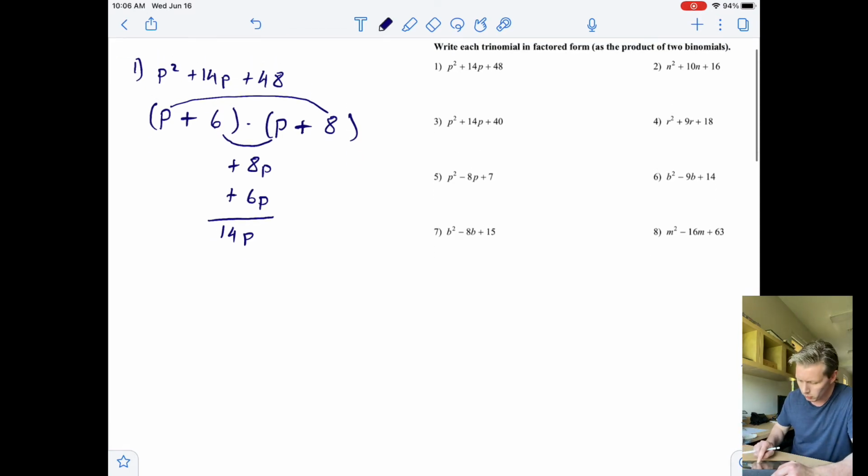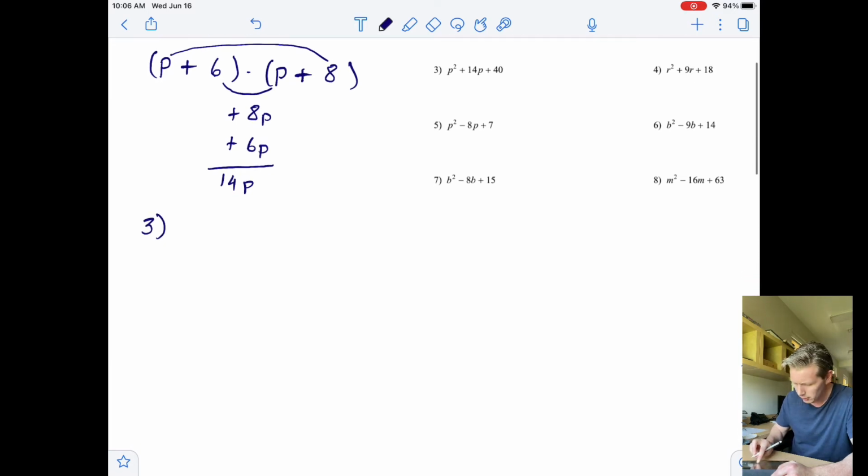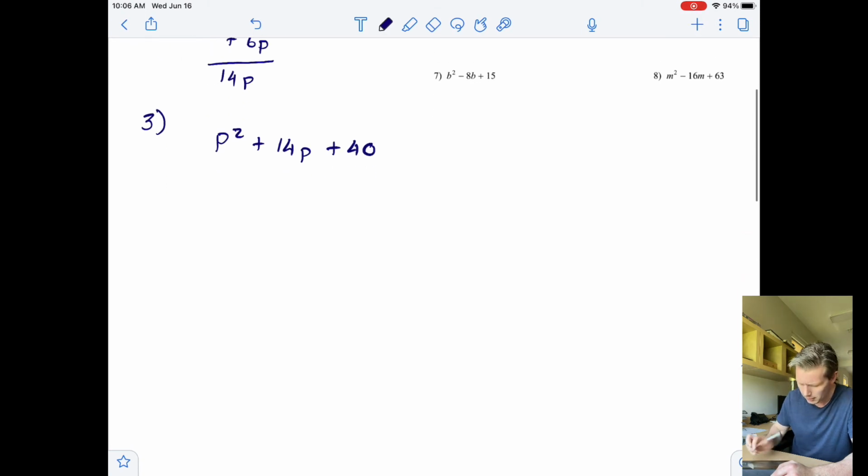All right, so that's question number 1. I'll try question number 3. I think I said I would do the odd numbered problems. So in question number 3, it's p squared plus 14p plus 40. That's that one. And again, it's quadratic. I'm going to have 2 factors. And the fact that I have a quadratic trinomial tells me that both of those factors are going to be binomials.